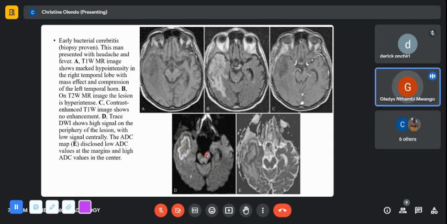Would you have another differential apart from cerebritis? It would be infarction as well. Infarction, because it's a vascular territory, you have to check and see if it's going to be within a vascular territory. And then, of course, you look at the blood vessels and see if there's any thrombosis within them and things like that. Any other differential?